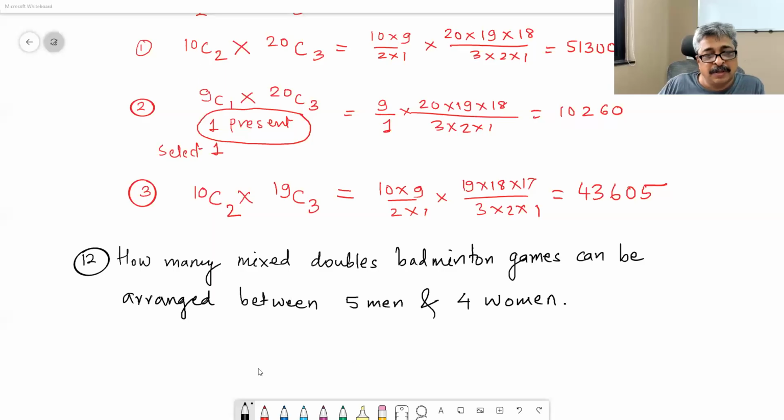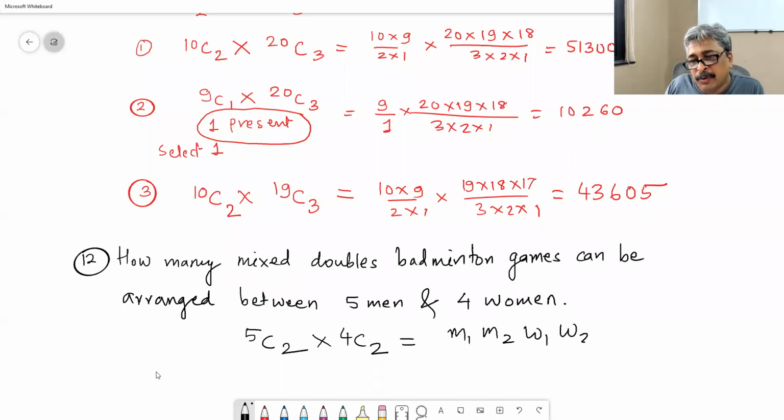So, let me solve it. You need 4 players for a game because it's a mixed doubles badminton game. So we need 2 men and 2 women. If we have 5 men and we are supposed to choose 2 out of 5, it can be done in 5 choose 2 ways, and 4 choose 2 ways for the women. Now we have collected 4 people: men 1, men 2, women 1, women 2. They are the 4 on the court.